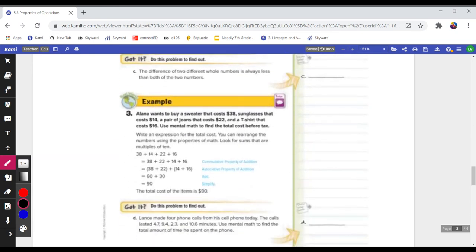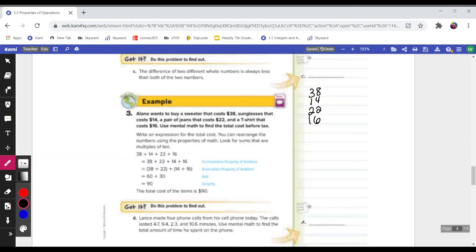Number 3. Alana wants to buy a sweater that costs $38, sunglasses that cost $14, a pair of jeans that cost $22, and a t-shirt that costs $16. Use mental math to find the total cost before tax. Well, we got 38, 14, 22, and 16.